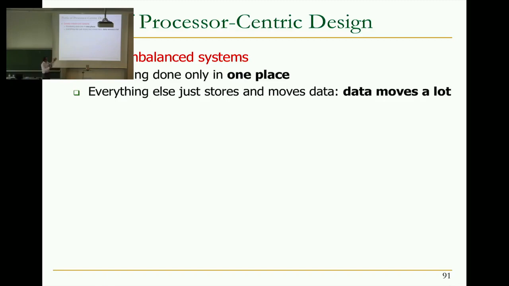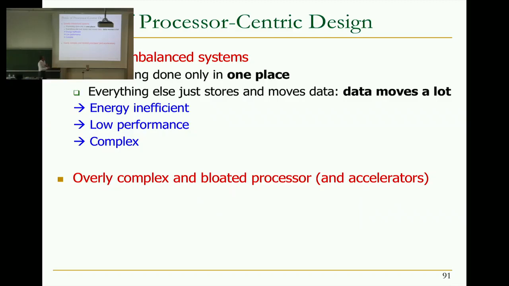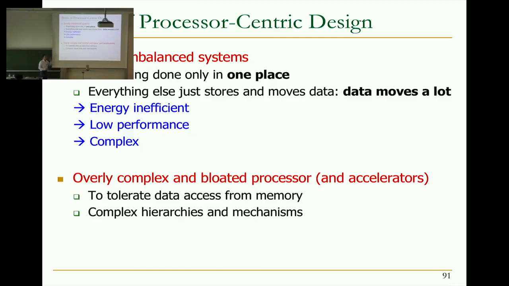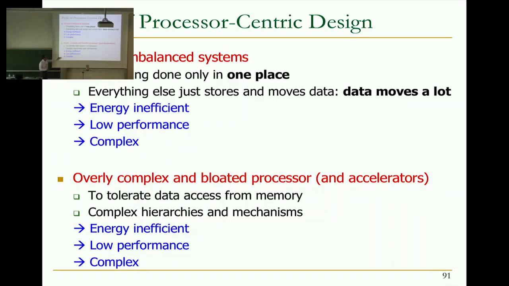As a result, data moves a lot. And this is energy inefficient, clearly. This is low performance. And this leads to a lot of complexity. To overcome this, we make the systems even more complex, and the processors more bloated. We add a lot of mechanisms to tolerate data access, complex hierarchies, mechanisms. And this makes systems even more energy inefficient, low performance, because you could have done something else, as opposed to wasting that real estate. And this makes the systems even more complex.